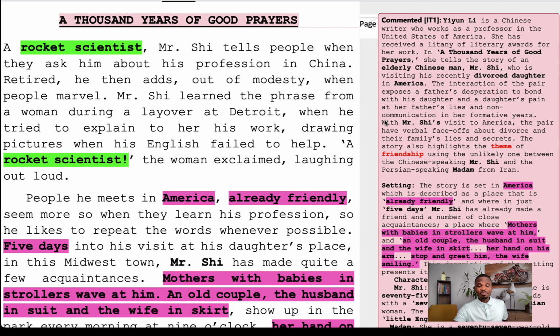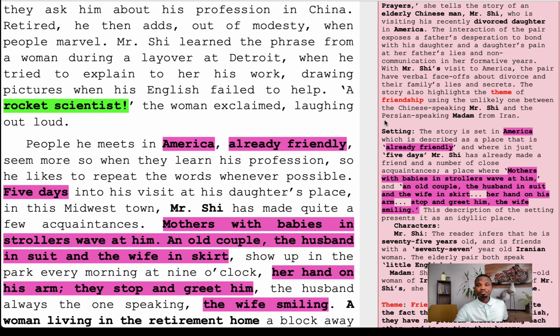Now, in the second paragraph of the short story, the setting is revealed. We are told that the story is set in America, and America is described as a place that is already friendly, and where in just 5 days, Mr. Chi has already made a friend and a number of close acquaintances. A place where mothers with babies in strollers wave at him, and an old couple, the husband in suit and the wife in skirts, a hand on his arm, stop to greet him, the wife smiling.